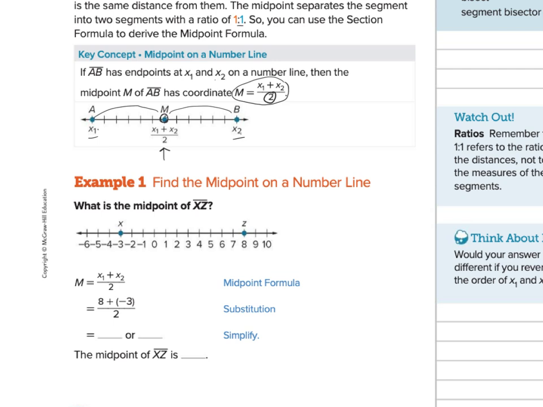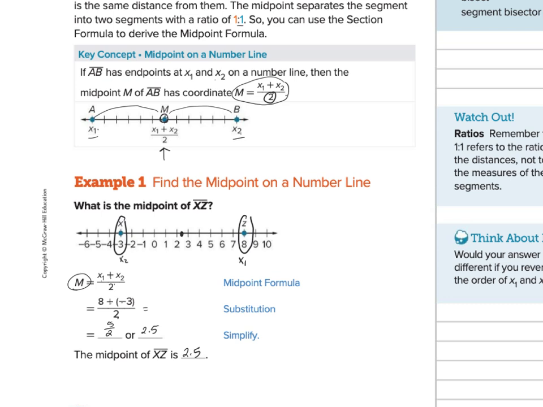Okay, so finding the midpoint on a number line. What is the midpoint of XZ? Well, X is -3, Z is 8. So here I have x1 and x2. They did some substitution. The midpoint is equal to x1 plus x2 divided by 2. So 8 plus -3 divided by 2 is going to equal 5/2, or 2.5. So the midpoint of XZ is 2.5.